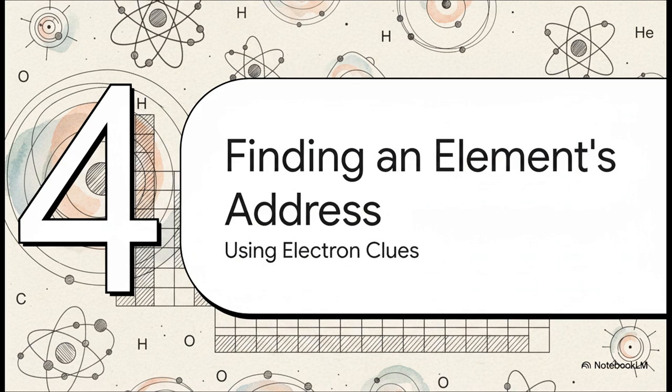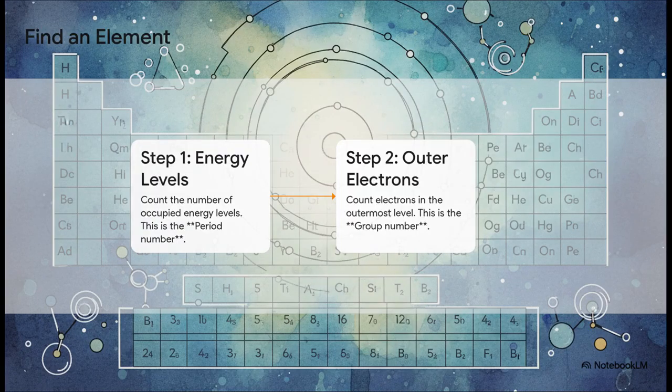Okay, now this is where things get really cool. We can actually use what we know about an element's electrons to find its exact address on the periodic table. Let me show you how it's done. For a lot of the elements, it's a super simple 2-step process. First, you just count how many energy levels the atom is using. Remember, those are our floors. That number tells you the period number.